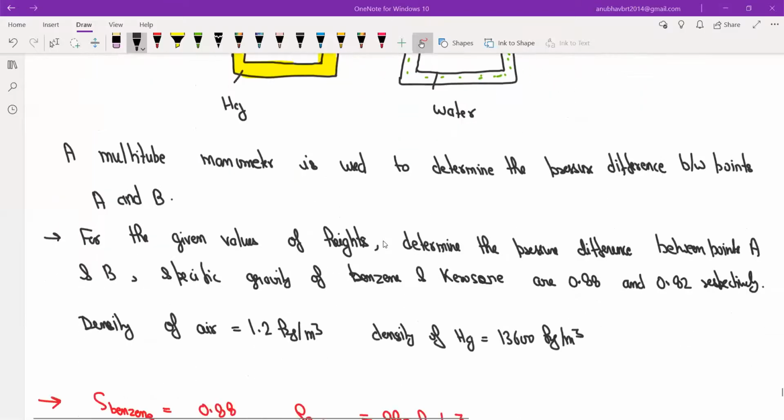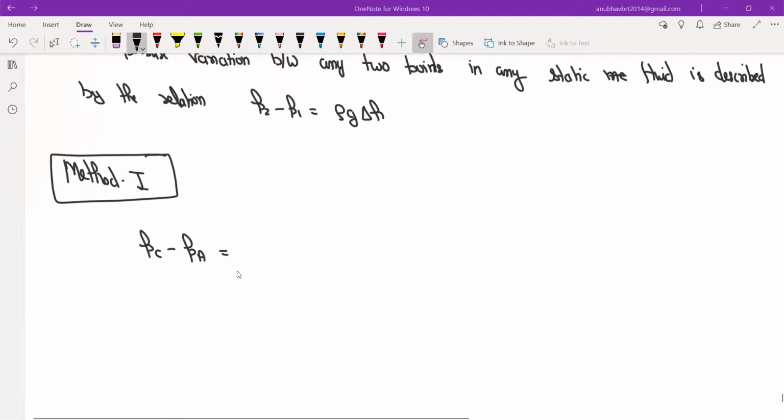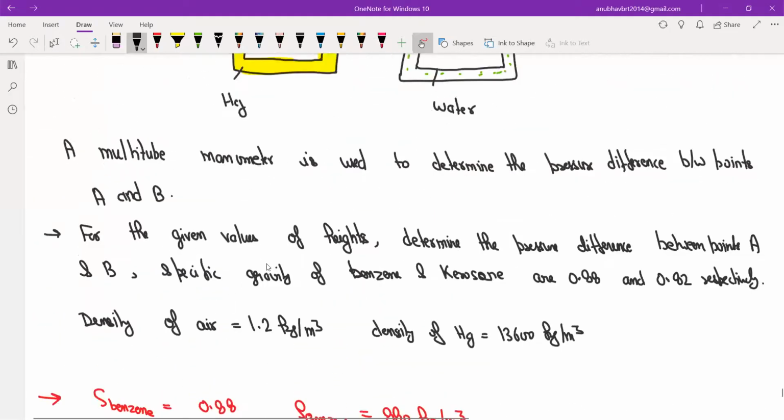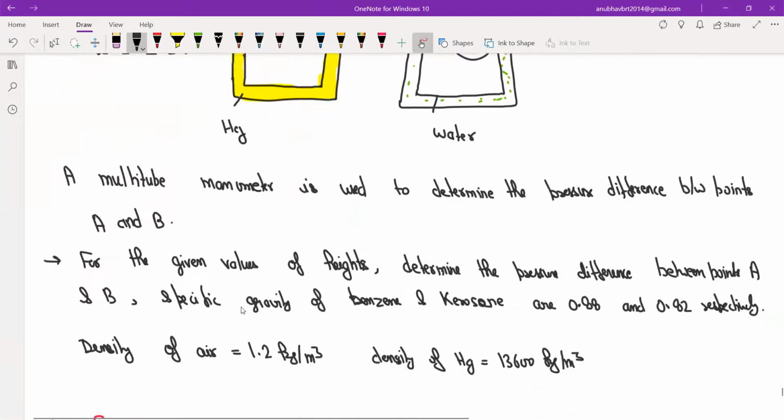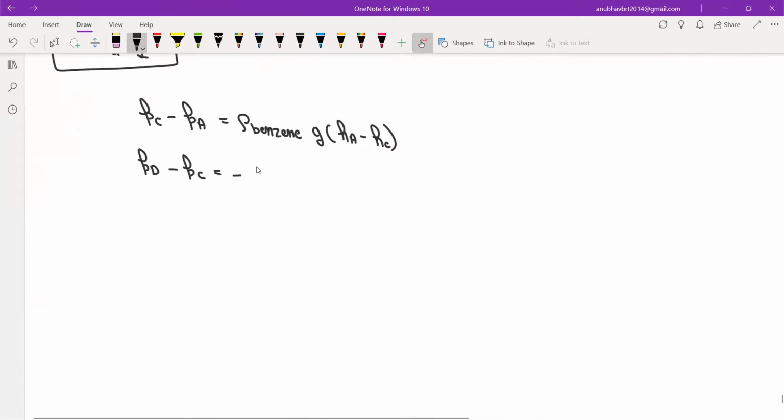So we will get PC minus PA is equal to density of benzene into G, HA minus HC. In similar manner, PD minus PC. Is this D point above C or below C? This D point is above C. It means we need to subtract. So we will get minus of rho of mercury, HD minus HC into G.